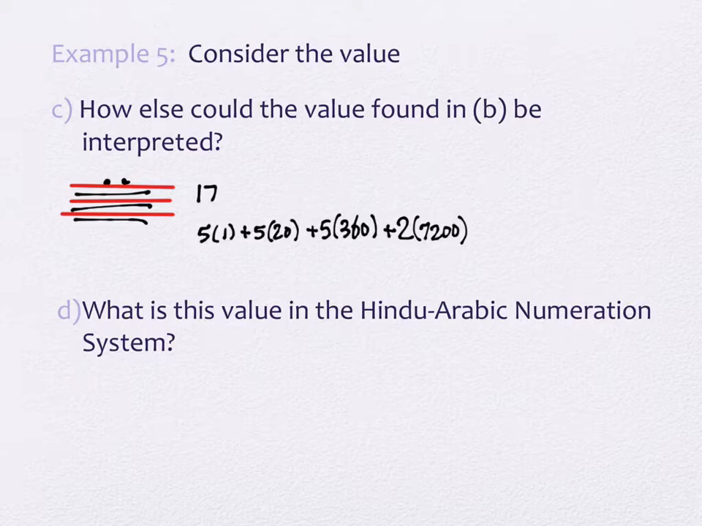Oh, yeah, I do have this one written down. 16,305. 16,305 would be written exactly like 17. Obviously not good.